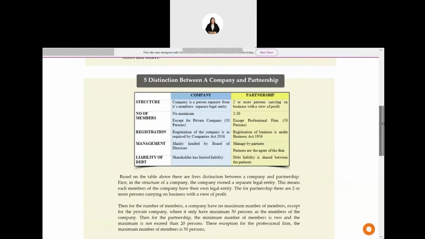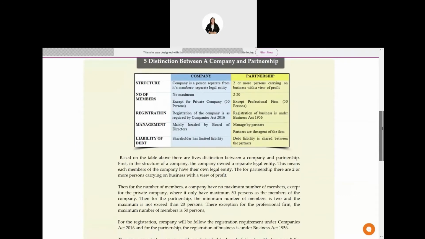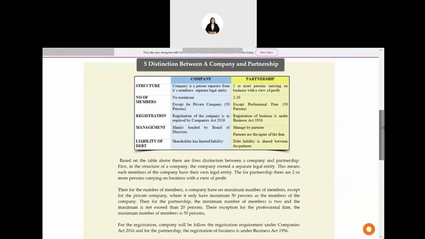Next, as you can see, there are 5 distinctions between a company and a partnership. I will not explain this part because you can see it; I have already simplified it in table form. Next.